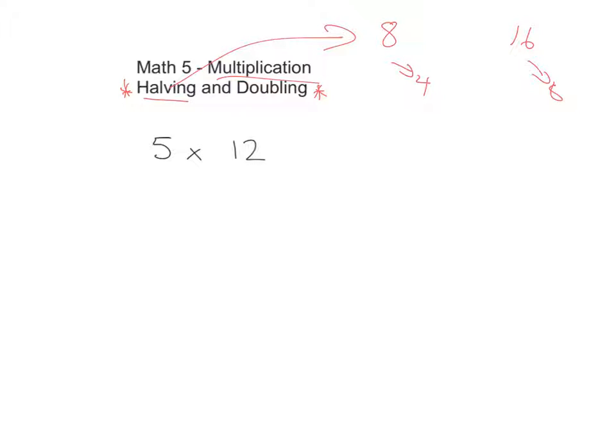The other word that I want you to make sure you know is doubling. Doubling means multiply by 2. So for example, if you have 7 and you double it, you would get 14. So how does this work?